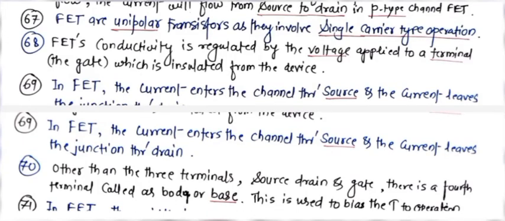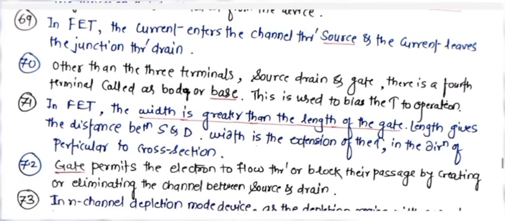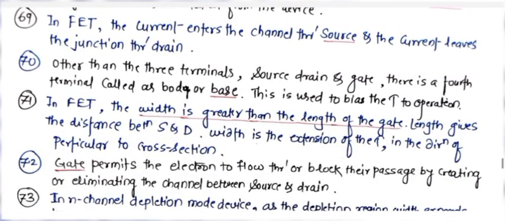In FET, the current enters the channel through the source and leaves through the drain. Other than the three terminals, source, drain, and gate, there is a fourth terminal called the body or base. This is used to bias the transistor in operation. In FET, the width is greater than the length of the gate. Length gives the distance between source and drain. Width is the extension of the transistor in the direction perpendicular to the cross section.